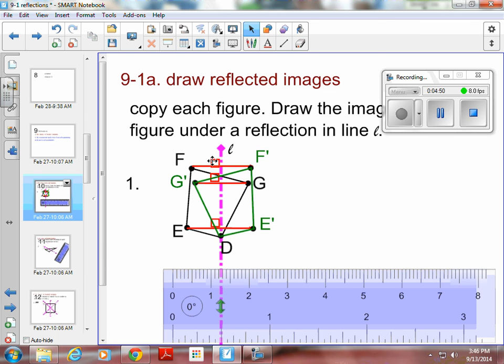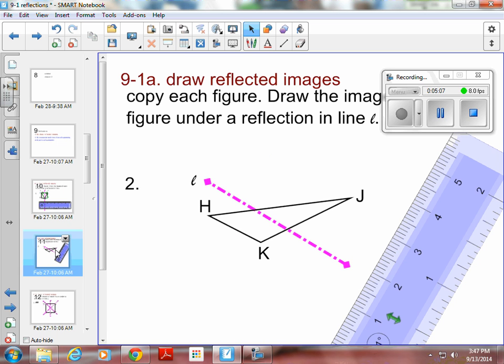You can clean it up if you'd like. And you can see it maybe better without all the extra lines on it. But all those extra lines were how it was created. Come on. There we go. So there is my reflection across line L.